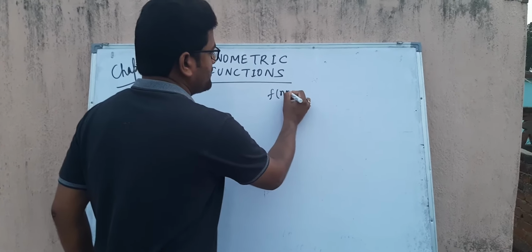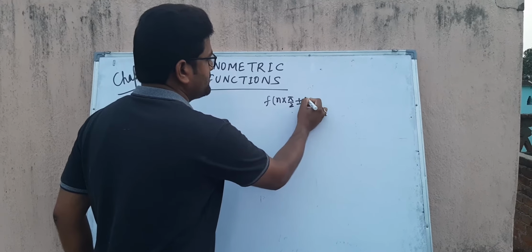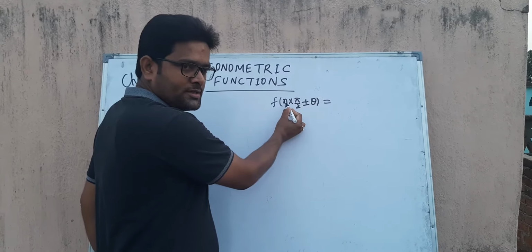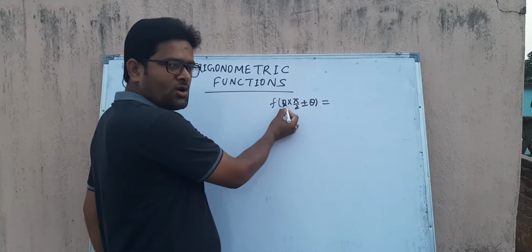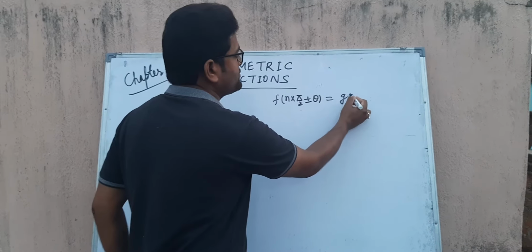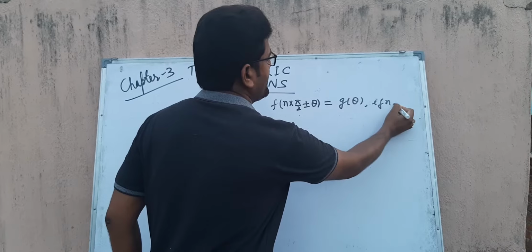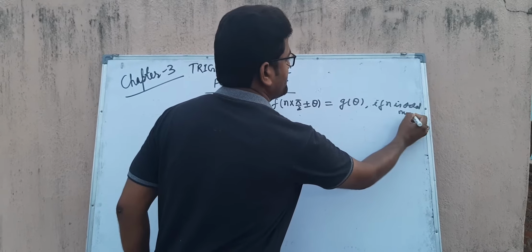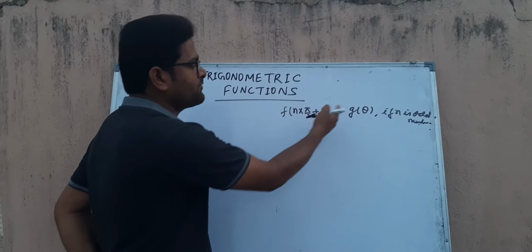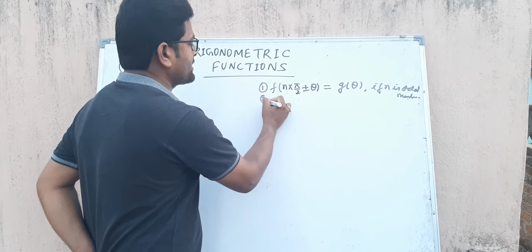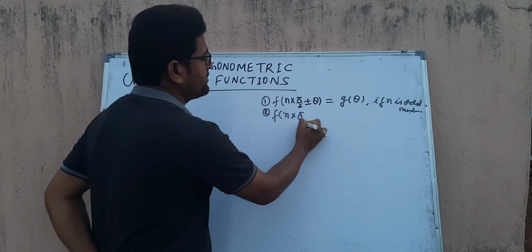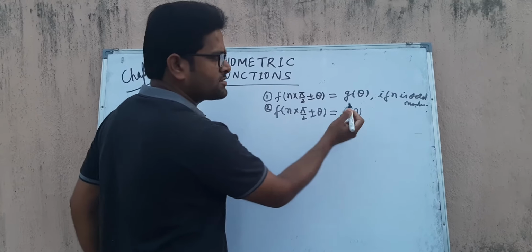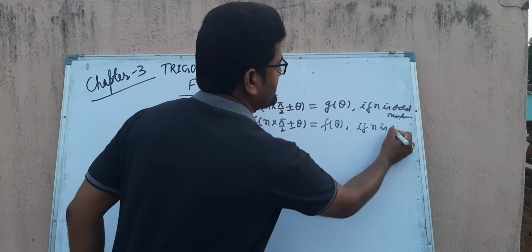If n pi by 2, now see, if n is odd, then for any trigonometric function, the function will change into another function. If n is an odd natural number, then the function will change. That is the first rule. And the second rule: if n is an even number, the function remains the same, either plus or minus sign.